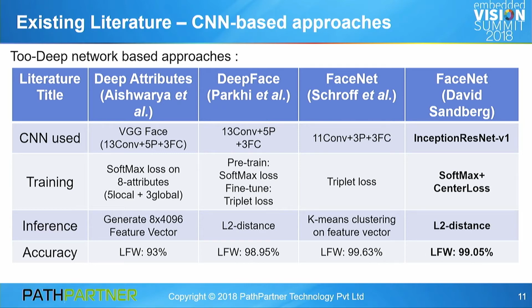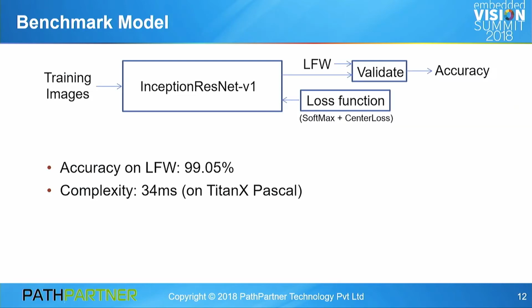What is the computational complexity it stands at on your NVIDIA GPU? This is our benchmark model, which is trained with softmax plus center loss, and we have validated it using the LFW dataset. Accuracy stands at 99.05%, and computational complexity on your Titan X Pascal for one inference call is 34 milliseconds. Now, the question is, is it possible to bring down this complexity without degrading the accuracy much?